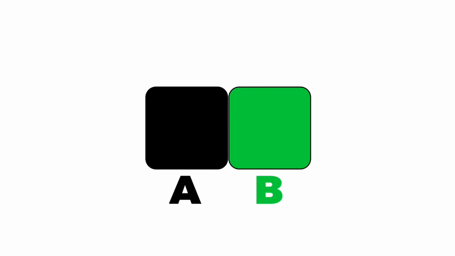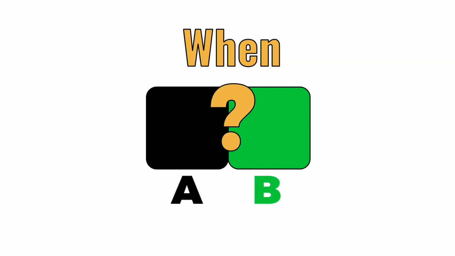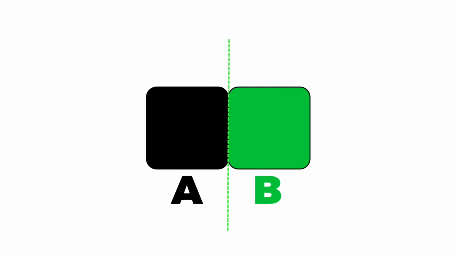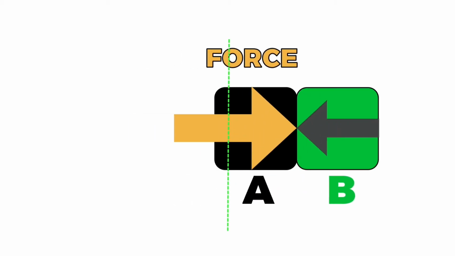Let us take two objects A and B, which are placed closely to each other. Now tell me, when can the object A push the object B away from its initial position? It's only when the force applied by object A is greater than the opposite force applied by object B.